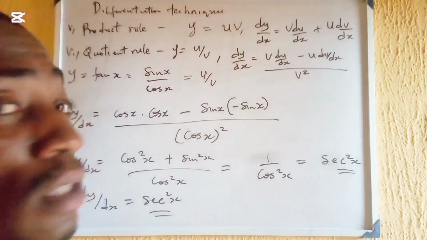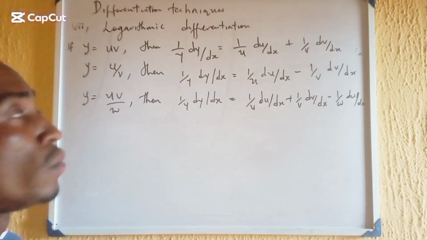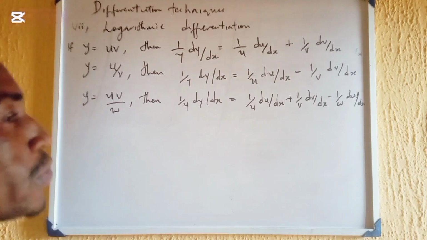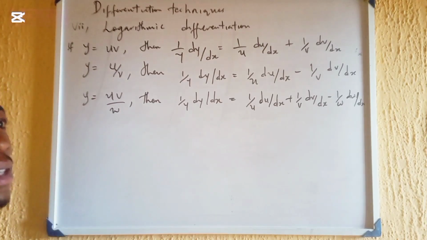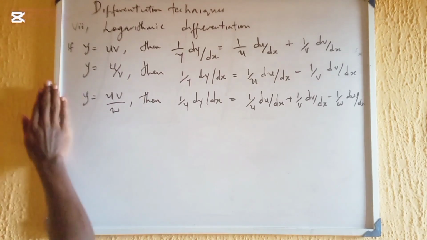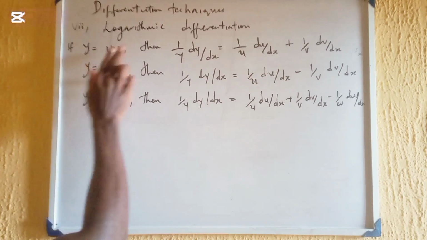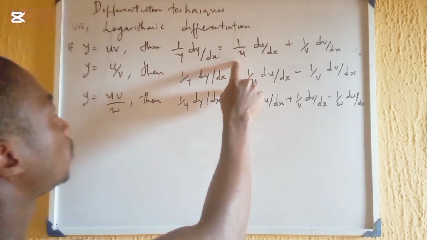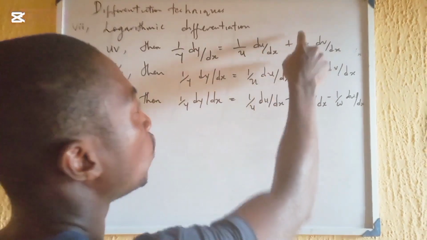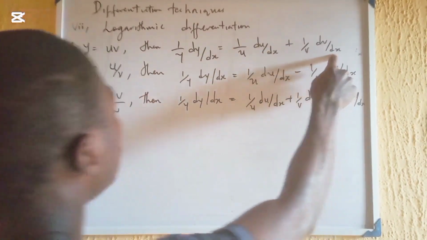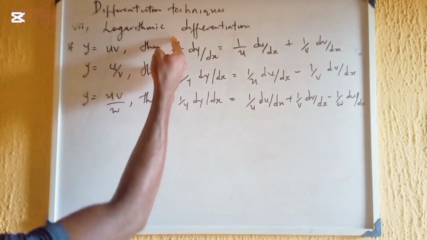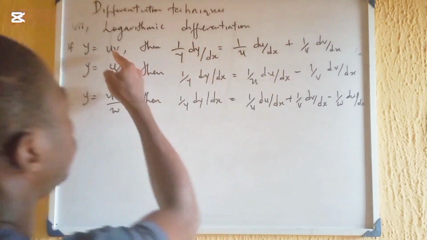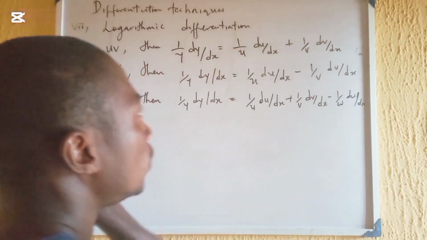Let's look at the next techniques. The next technique we are considering is the logarithmic differentiation. It's called logarithmic because it has similarity with logarithm. Now here we have, if y is equal to uv, then 1 over y dy/dx is equal to 1 over u du/dx plus 1 over v dv/dx. So you can see where we have y, we have 1 over y dy/dx, u, 1 over u du/dx, v, 1 over v dv/dx.